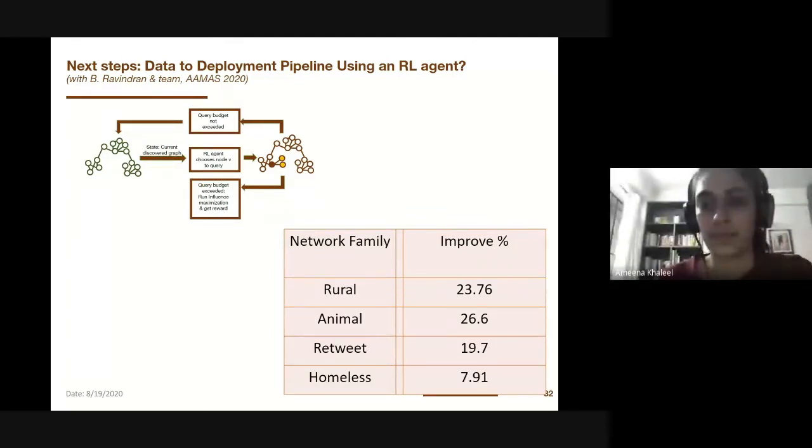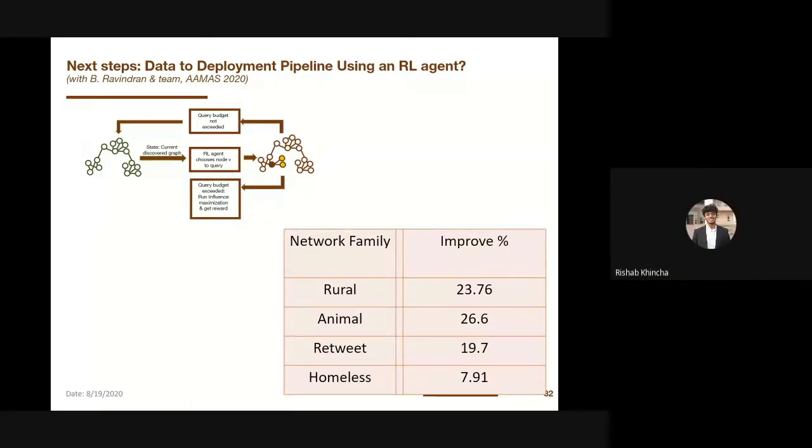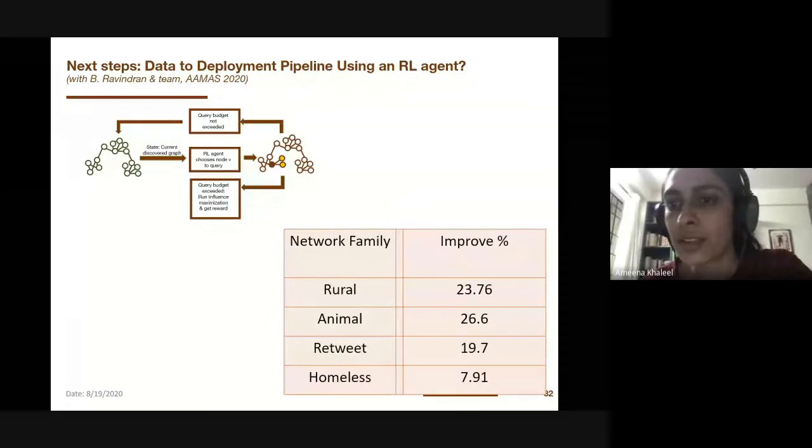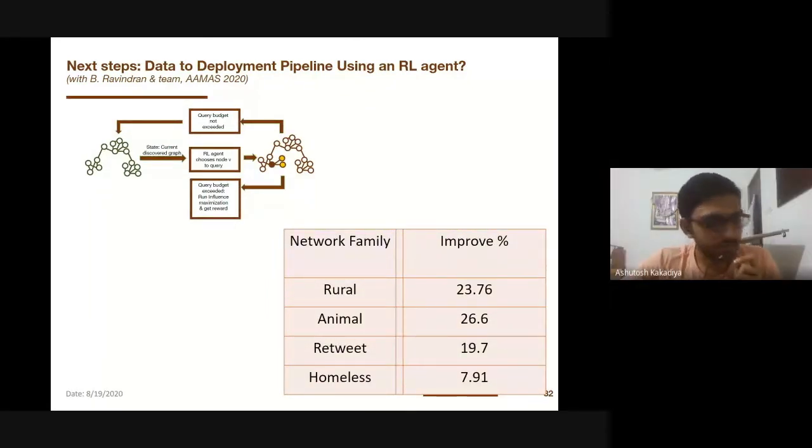Let's pick a question from the chat box. Rishabh, do you want to read out your question? That was me right now. Okay, let's go, Ashutosh.